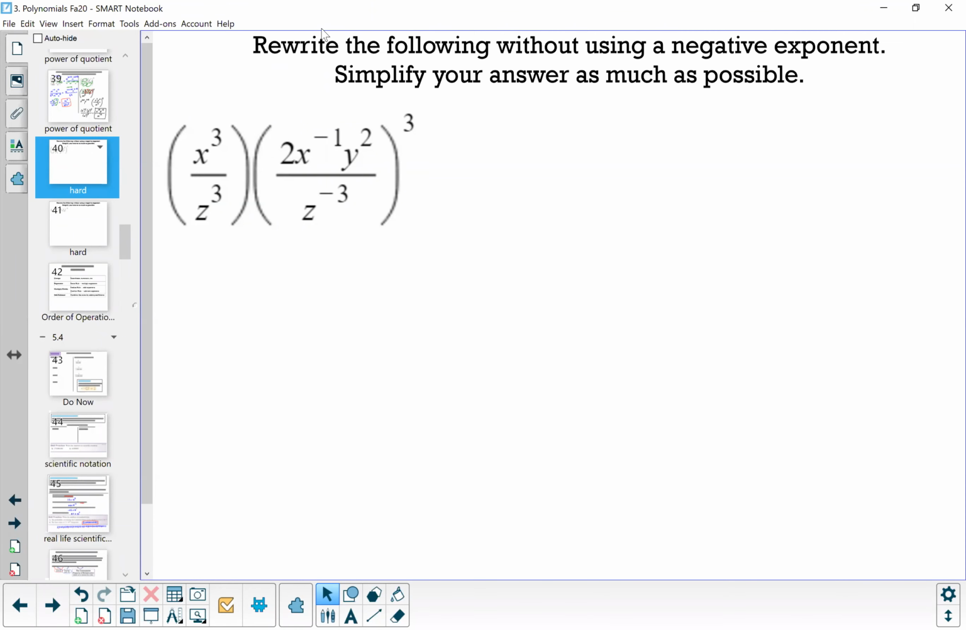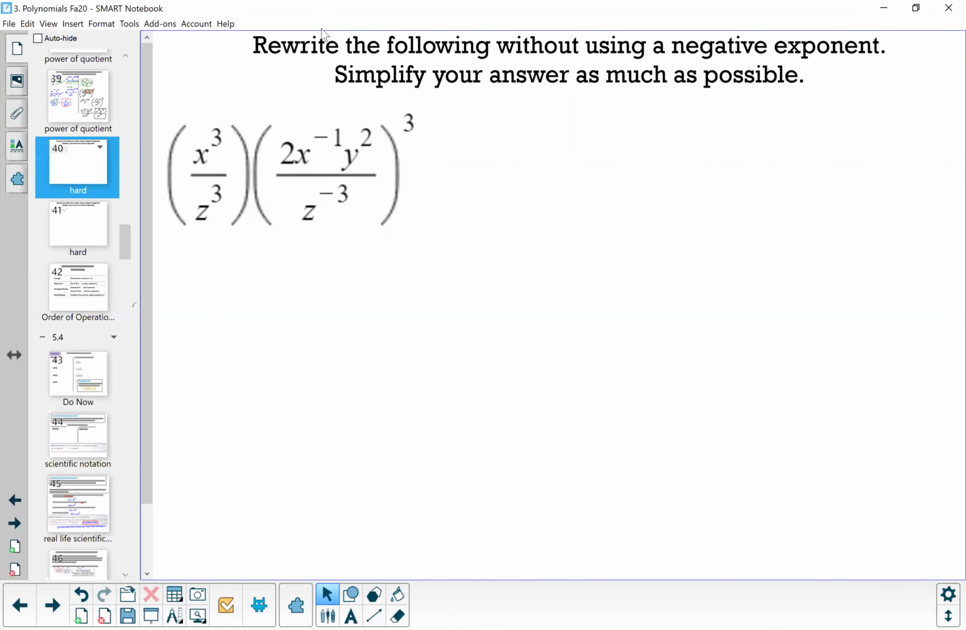So here we have a more involved law of exponent question, and it's really important that you remember to use your order of operations when you start doing problems this involved. So we have here parentheses x cubed over z cubed, close parentheses, parentheses 2x to the negative 1, y squared over z to the negative 3, close parentheses, cubed.